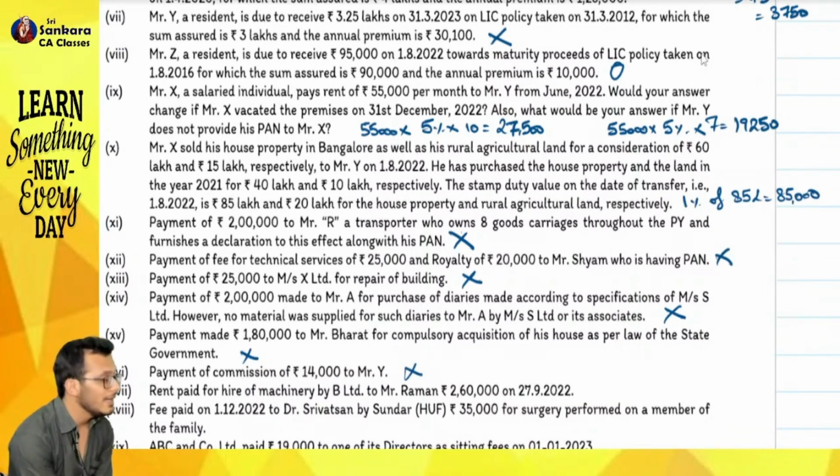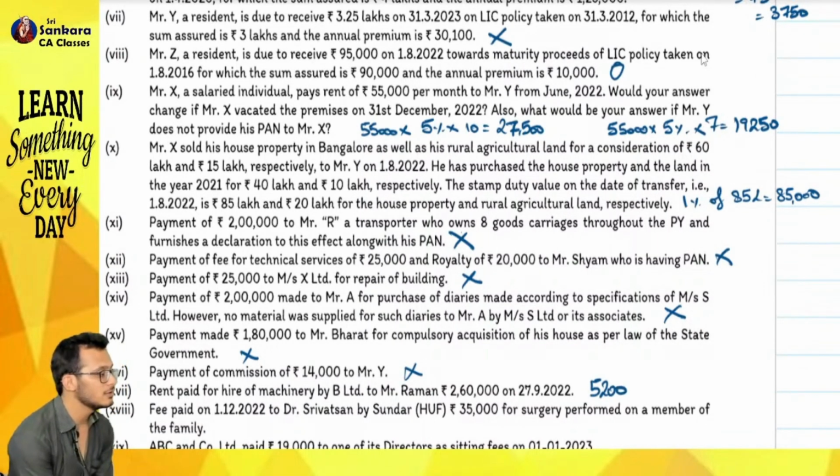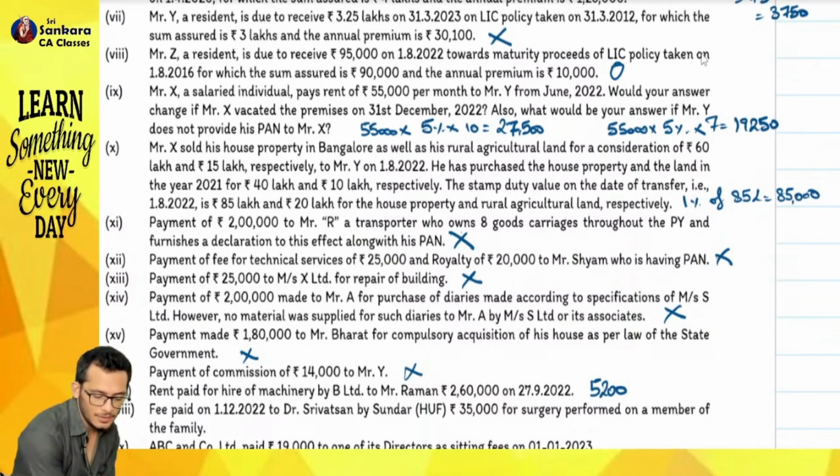194I. Number is 2 or 10? 2, why? Machinery. And the limit is more than 2,40,000. 2% of 2,60,000 is 5,200. Next one.